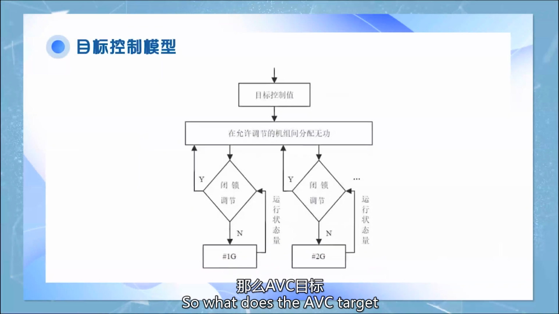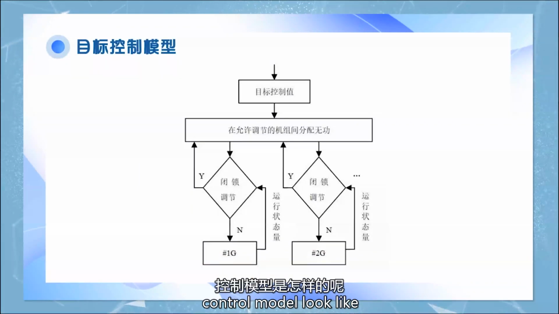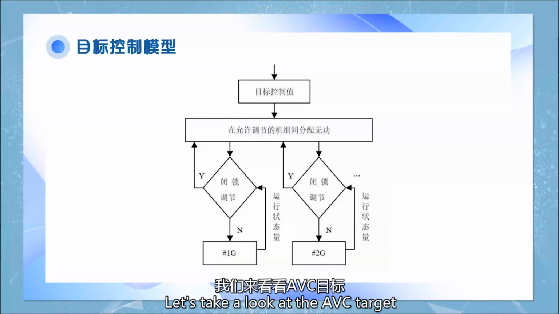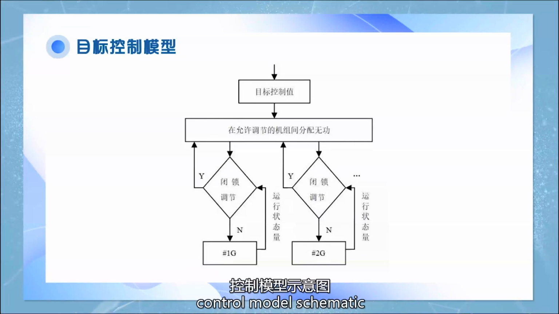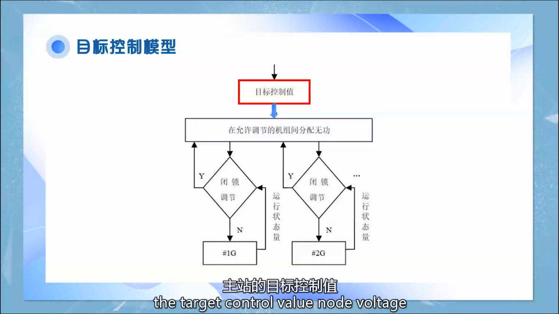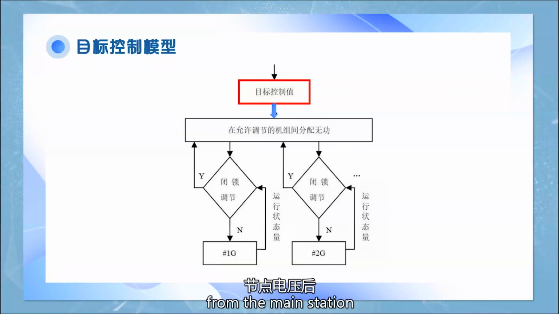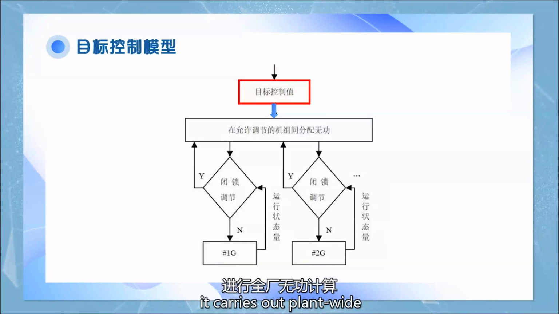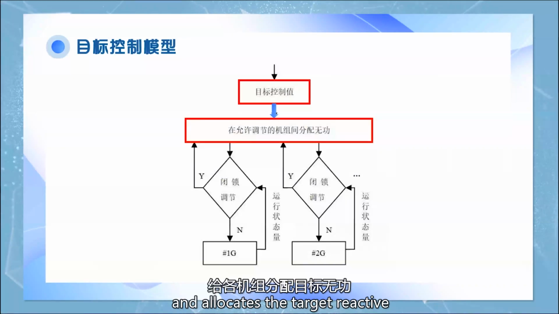So what does the AVC target control model look like? Let's take a look at the AVC target control model schematic. After the power plant side substation receives the target control value node voltage from the main station, it carries out plant-wide reactive power calculation and allocates the target reactive power to each unit.